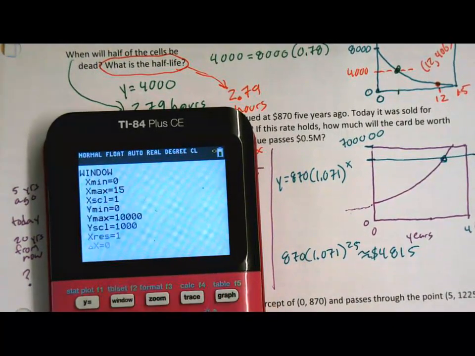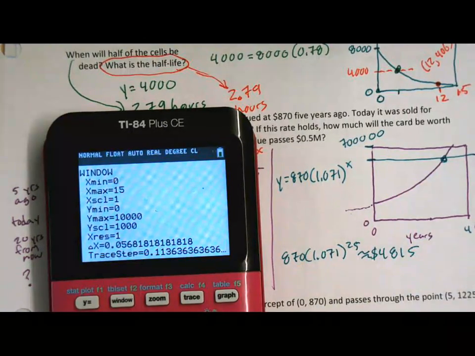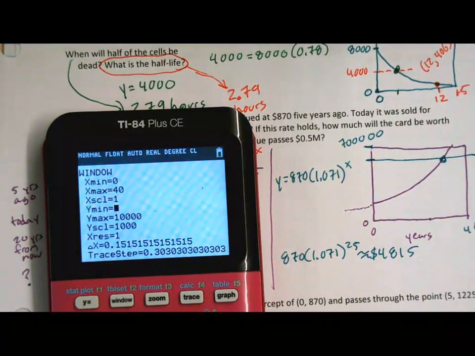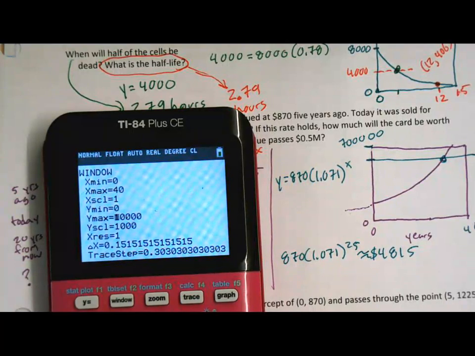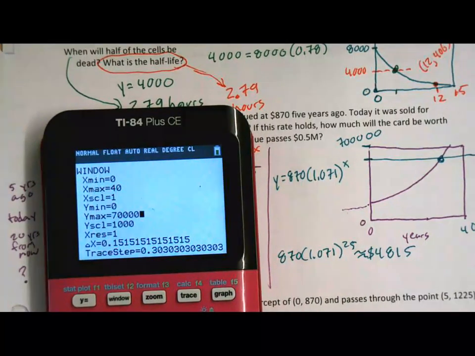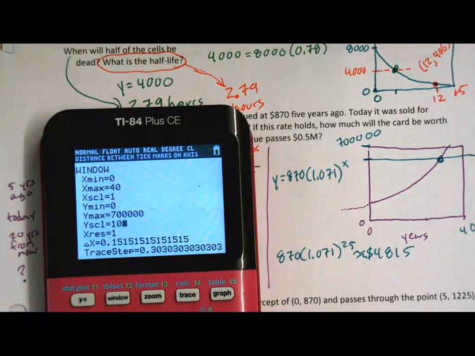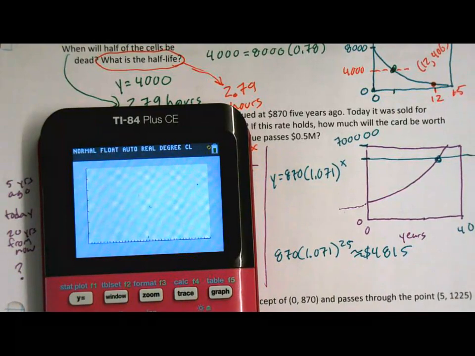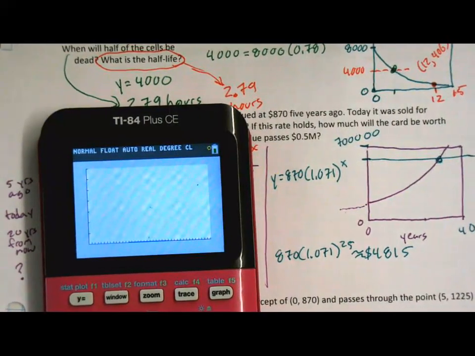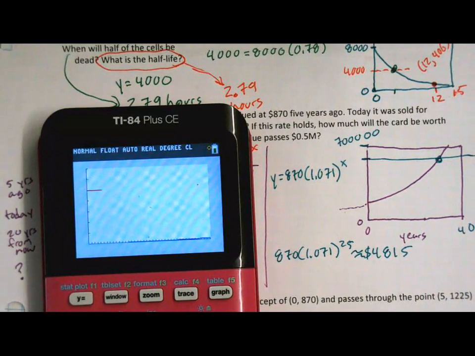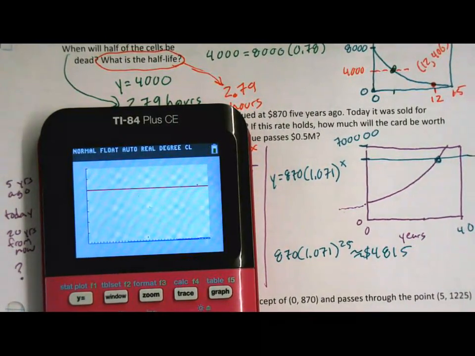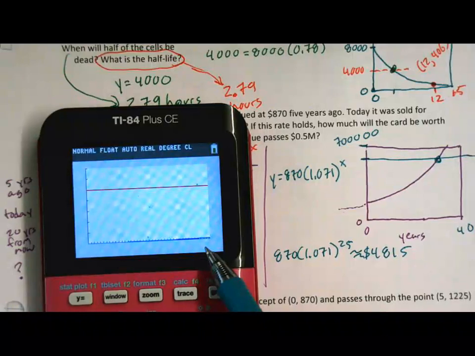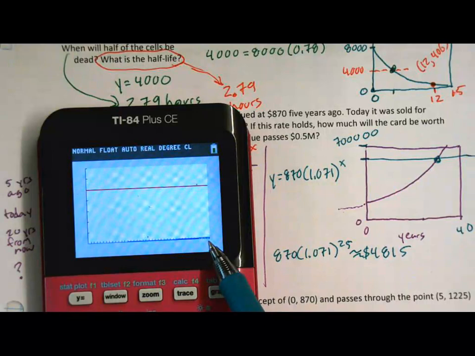Let's set our window up. We had our X from 0 to 40. That's a guess. We might have to come back and adjust that. Our Y is going to go 0 to 700,000. And we'll hope we see what we're looking to see. At first it didn't even look like it was drawing, but did you see it kind of creep in over on the side? So we only went out to 40 years, and it is starting to grow, but it's not nearly high enough. So I think we need to go out further in the X.